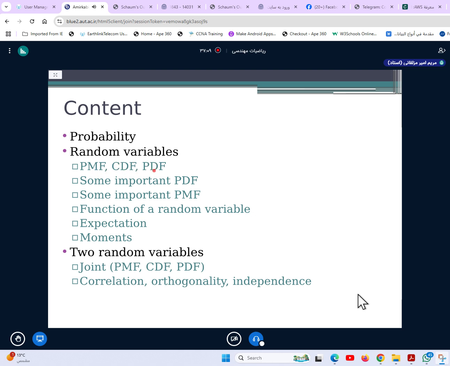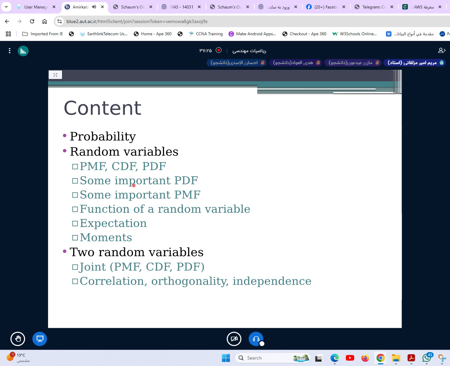Do you have my pointer? Yes, yes, clear, Doctor. Okay.